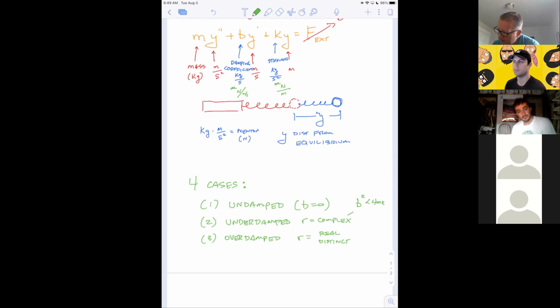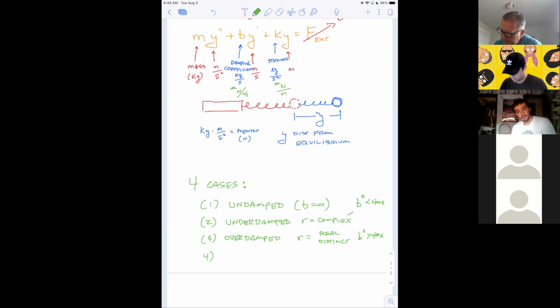And so this is going to happen when B squared is actually bigger than 4mk. Why is that? Because when you take the square root, then you don't get a negative number, because it's B squared minus 4ac. And so if B squared is bigger than 4ac, or in this case 4mk, then you're going to get a regular number.